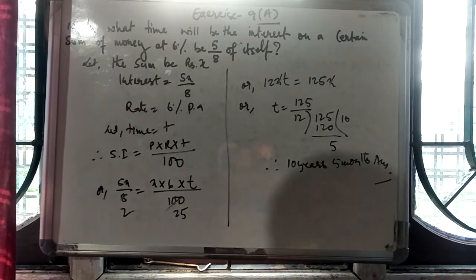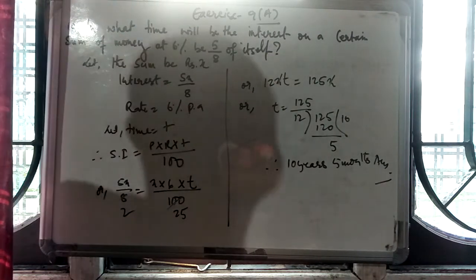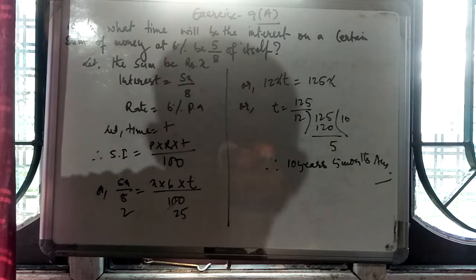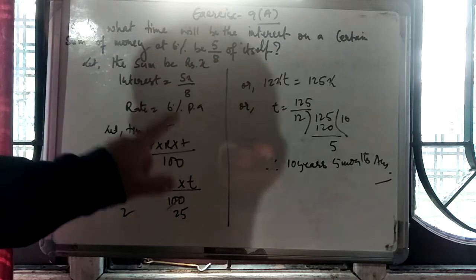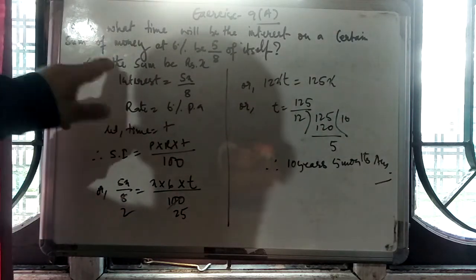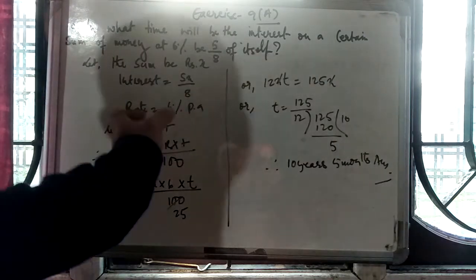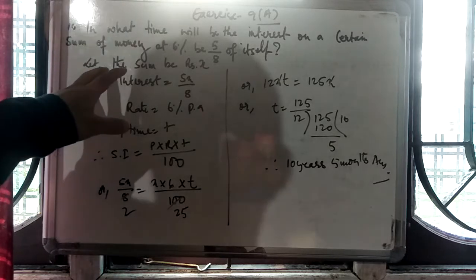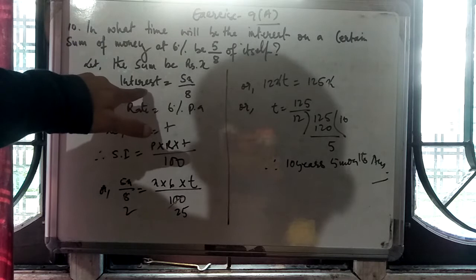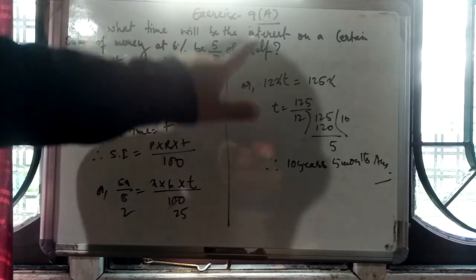Now the next question: in what time will the interest on a certain sum of money at 6% be 5 by 8 of itself? Here it is asking in what time, so we have to find the time. The time is not given, and the principal is also not given, so we have to let it. As we had seen, let the sum be rupees x, the interest equals 5x by 8.